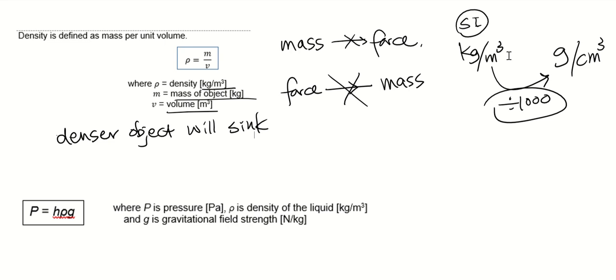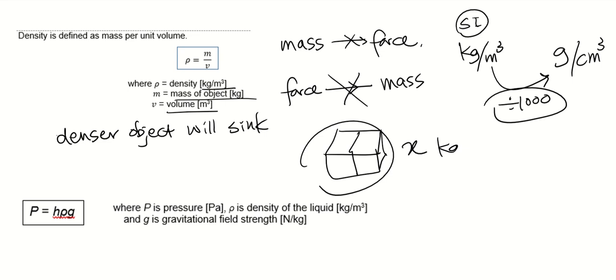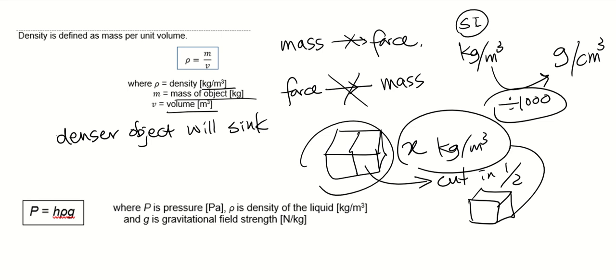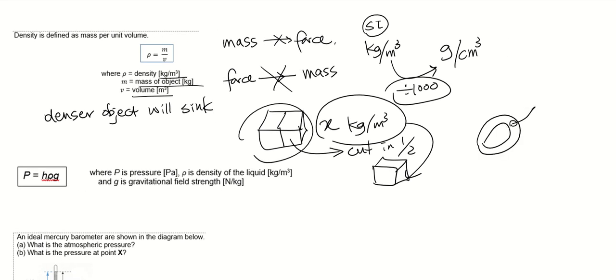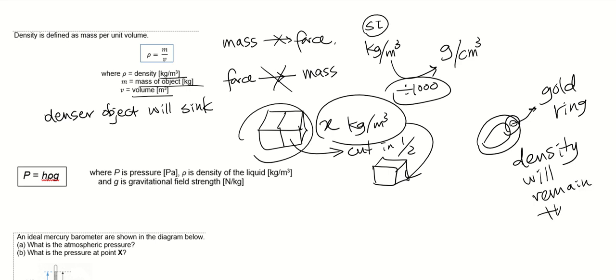Also, a question they like to ask is, if I have this block and it has a density of x, this whole block, the density is x kg per meter cube. If I were to cut it in half, what is the density of half of the block? It will still be x kg per meter cube. The x is just a random variable, so the density will not change. Even if I have a gold ring, and I were to drill a hole, the density of the remaining gold ring will remain the same.